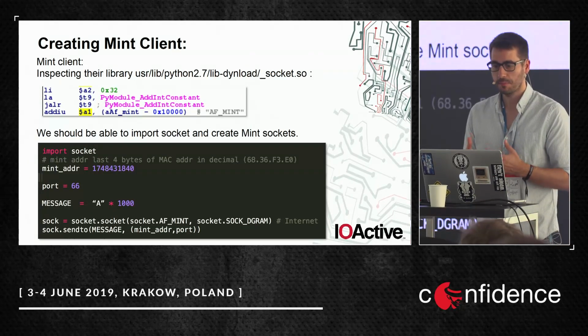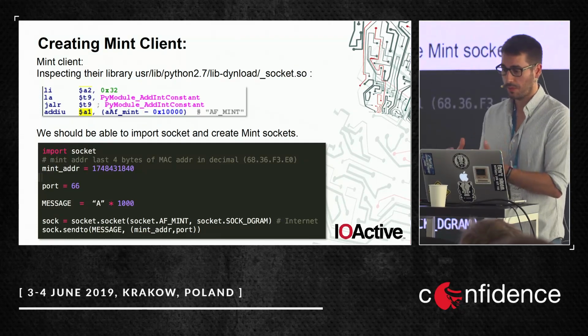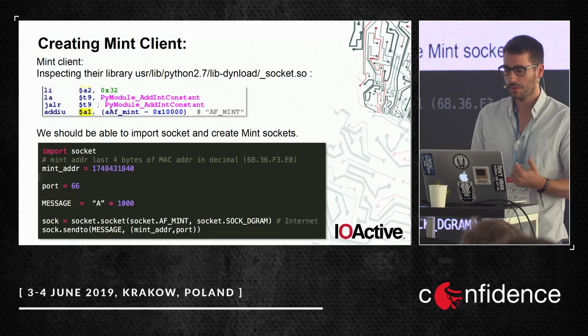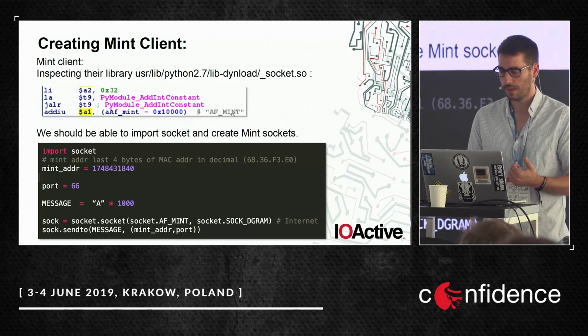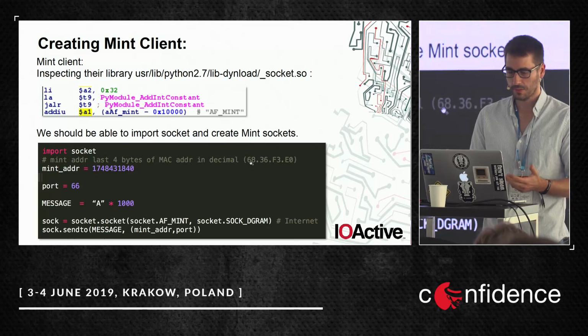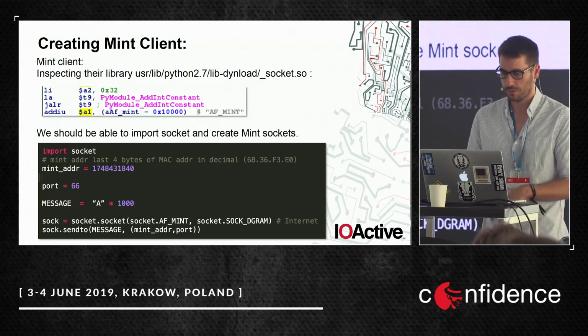OK, so to create that Mint client, remember, I'm using my own WingOS device to communicate with Mint to other devices. Luckily, we have a native library which allows us to import the socket through Python and communicate with AF-Mint sockets. So with this Python script, for instance, we provide the Mint address in decimal, which is, remember, the last 4 bytes of the MAC address, the port, and then we can import the socket, and with this, communicate through Mint with our device to other devices.